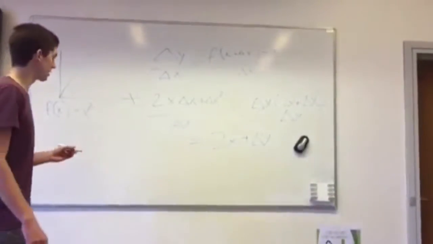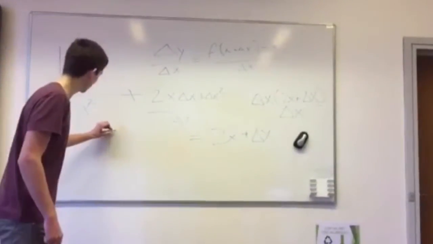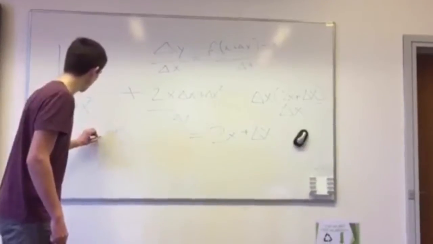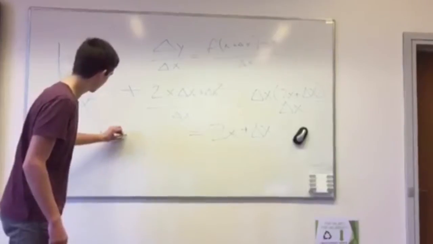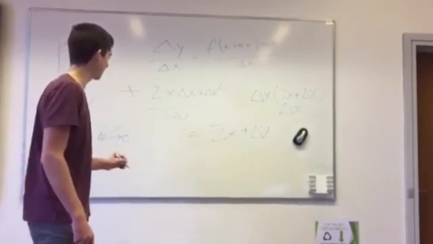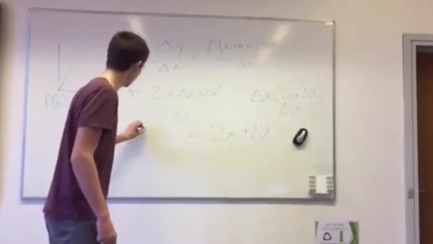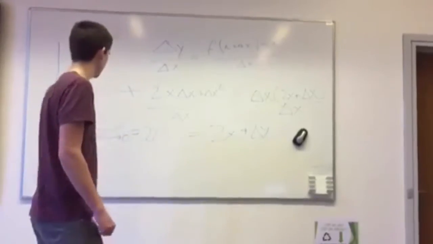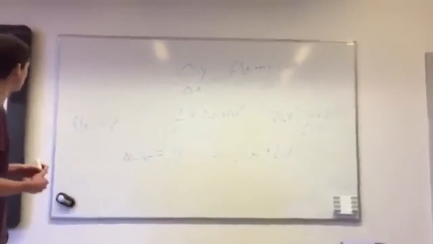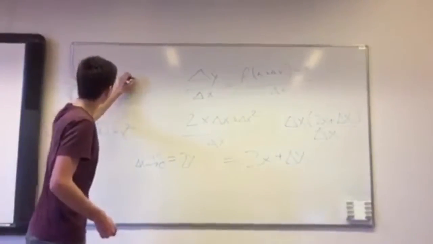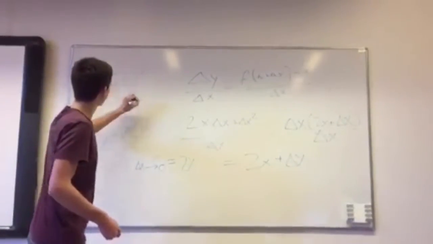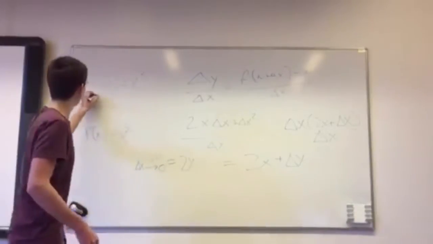And now to find the slope, we say lim, delta x gets as close to 0 as possible, and we will get 2x. That's our slope. So to sum up, f of x equals x squared, the derivative of f is equal to 2x.